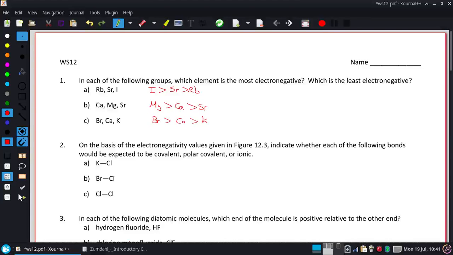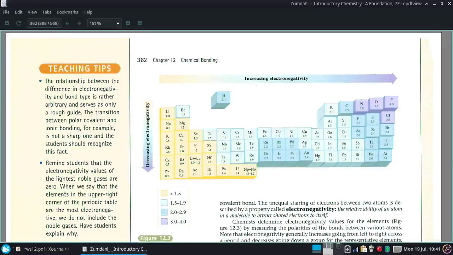All right, question 2, it wants us to use the electronegativity values to tell if these are covalent, polar covalent, or ionic. Now, the first one I know is ionic, and it's because it is a metal and nonmetal. But using that table 12.3 they're talking about, we would see potassium has an electronegativity value of 0.8, and chlorine is 3. The difference between those two is 2.2. So up here in that very dark area, which is the ionic.